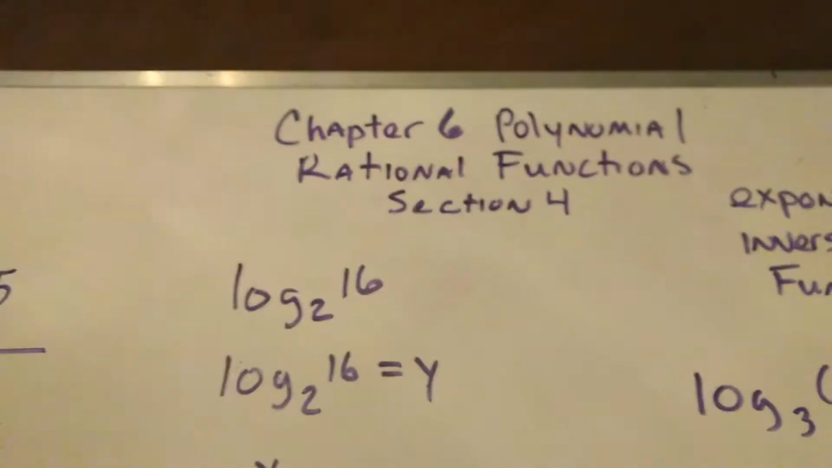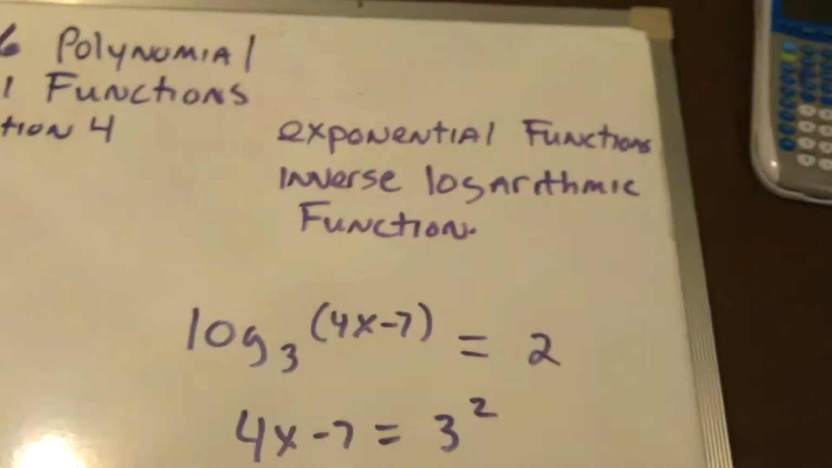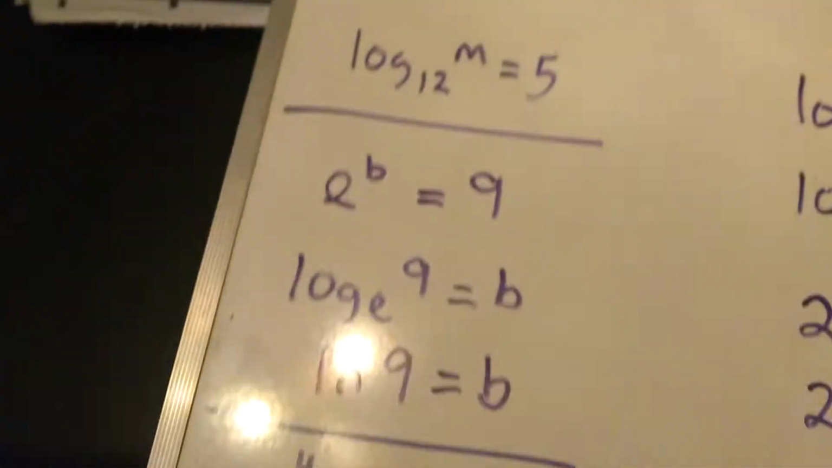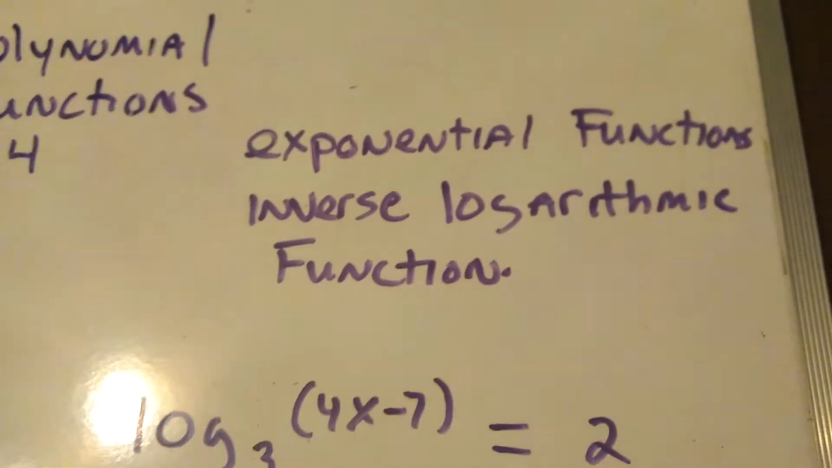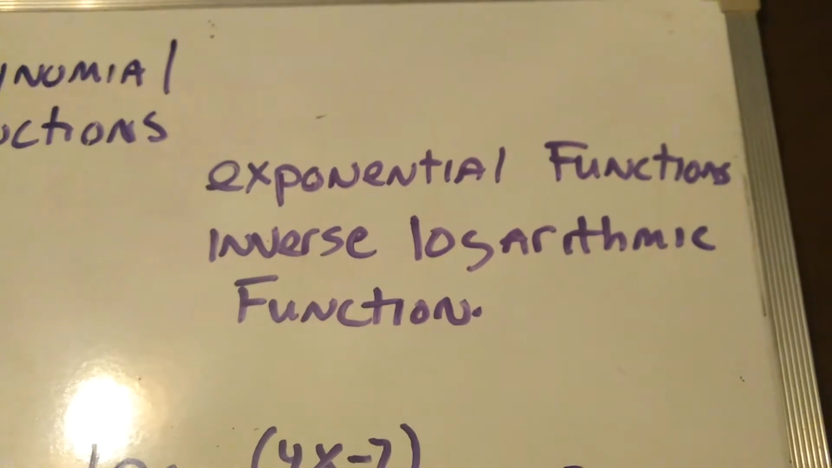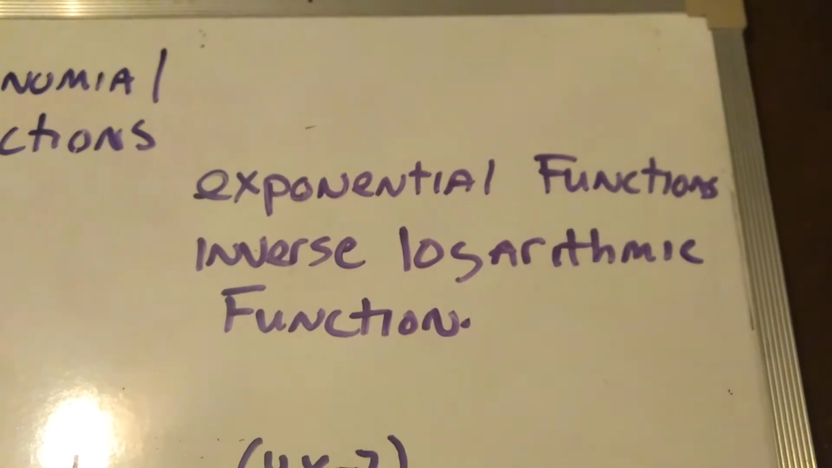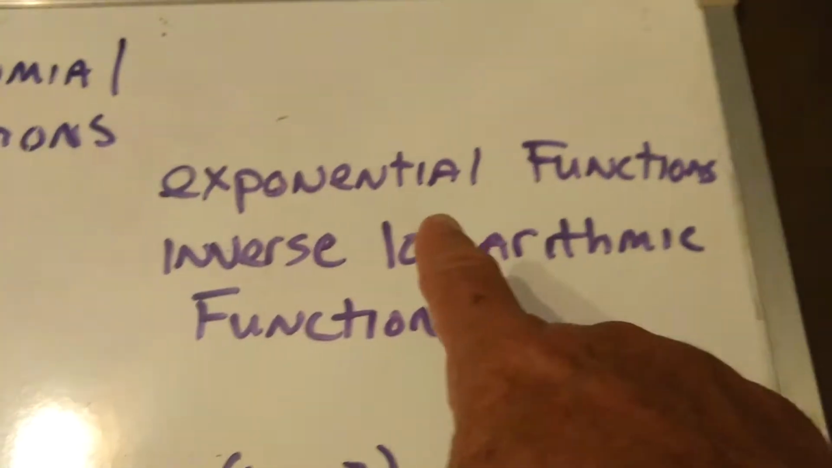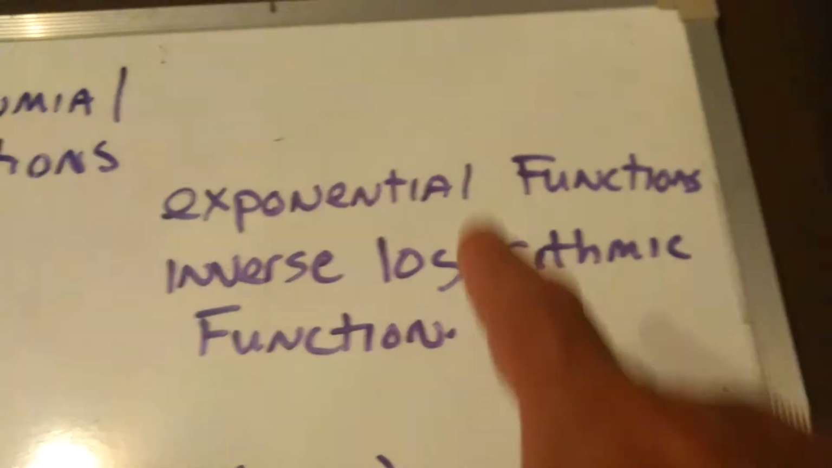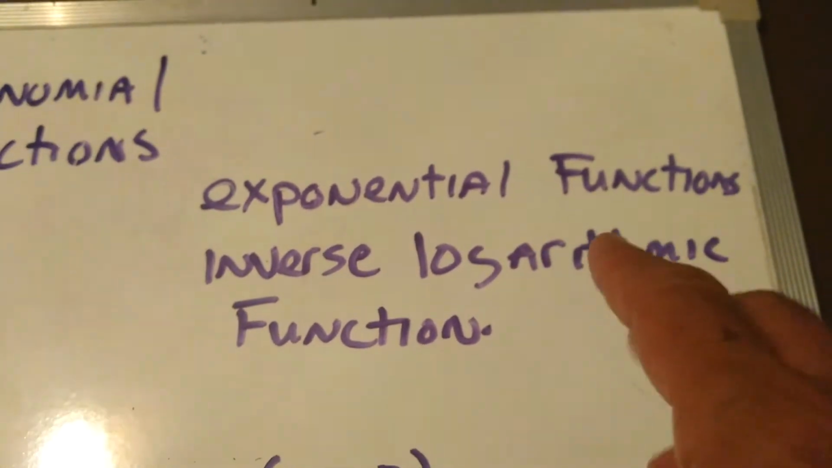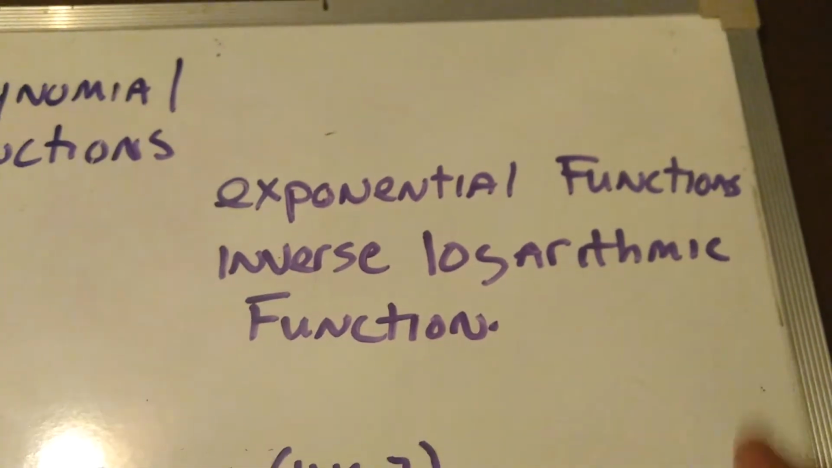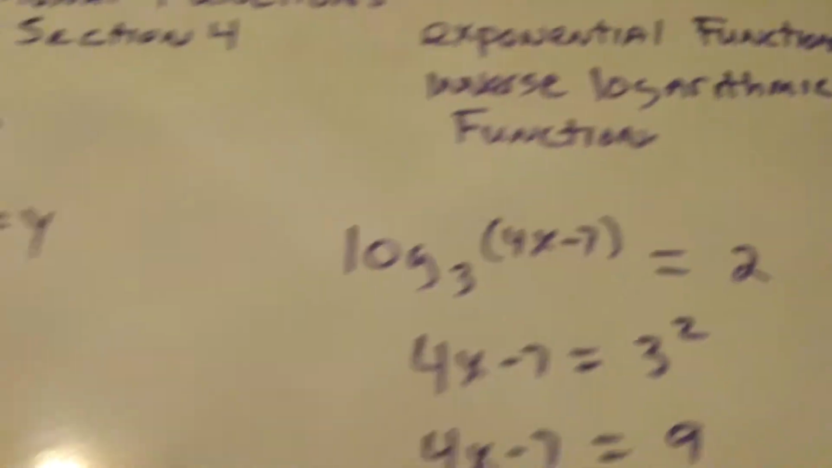This is chapter 6, section 4, which is basically dealing with logarithmic functions. First thing to understand is that exponential functions are inverses of logarithmic functions and vice versa. Remember the definition of an inverse. If an exponential function is x comma y for the ordered pair, logarithmic functions become y comma x. We just flip-flop x and y.